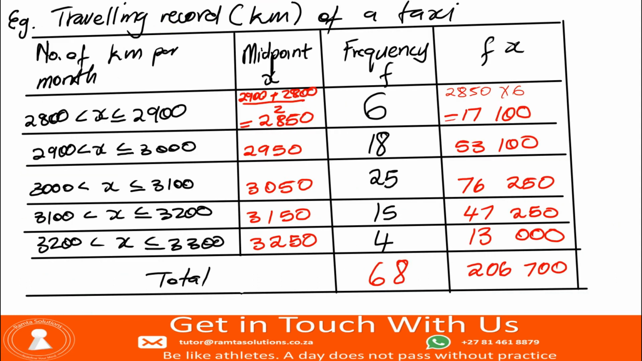So I want you to imagine this. Let me use a different color, perhaps green. 6 plus 18 is 24. These two together is 24. Now, 24 plus 25 is 49. So this means the median of this data is somewhere in this interval. If we want to know the median of the kilometers traveled, we will say it is simply 3,050.